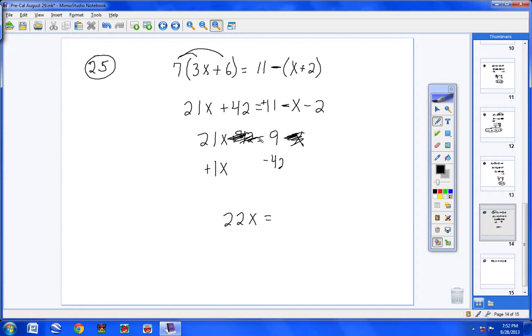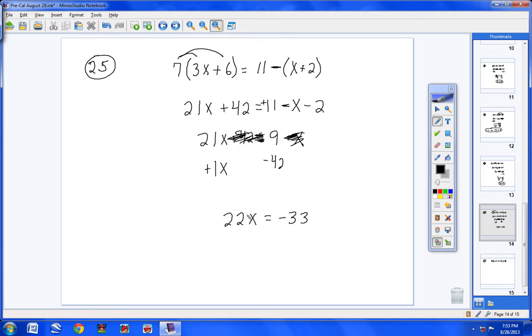And then we have 9. That's not a negative 9. That's an equal sign right there. A positive 9 and a negative 42 would be a negative 33. A negative 33. All right?